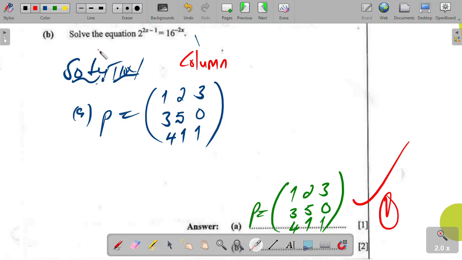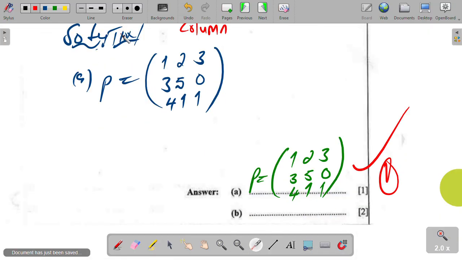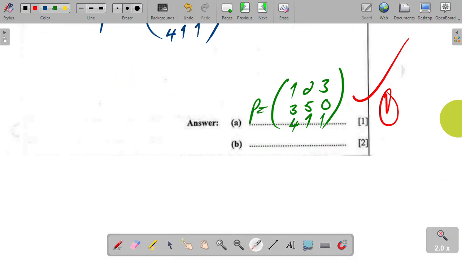Now let's do the second question, B, this one here. Let me just copy it. Question B, I'll solve it from this side. This is the equation: 2 to the power 2x minus 1 is equal to 16 to the power negative 2x. We are told to solve the equation. I need you to understand here that we're going to apply the laws of what? Indices.